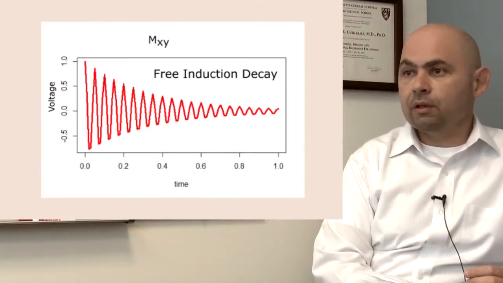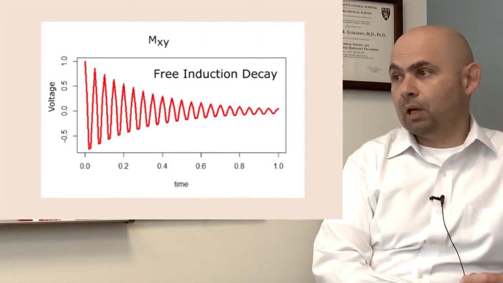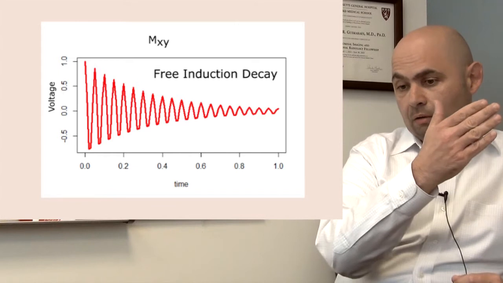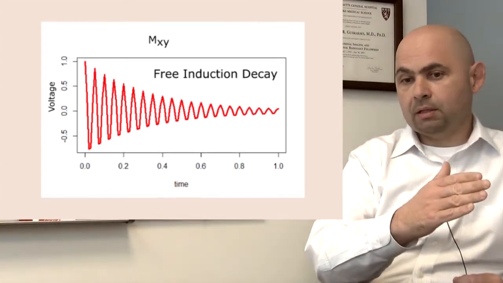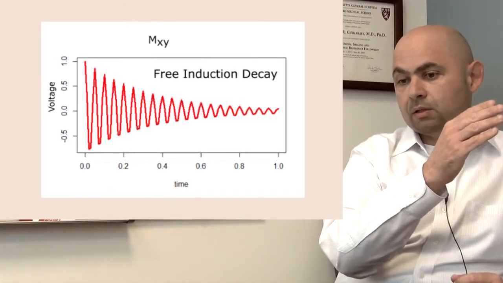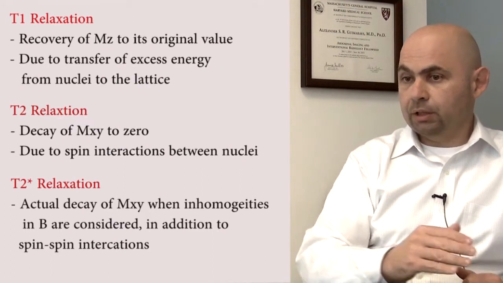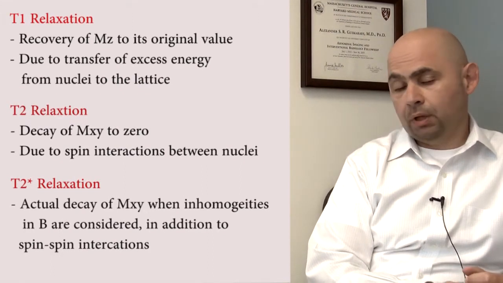Spins will lose energy to themselves, and that's spin-spin relaxation, and that's T2. The amount of time that it takes the spins to go to 1 over e of their energy is T2.